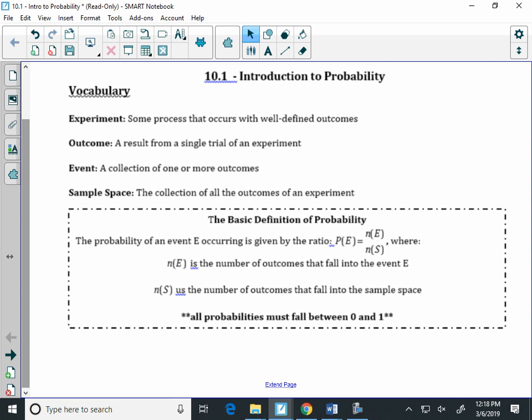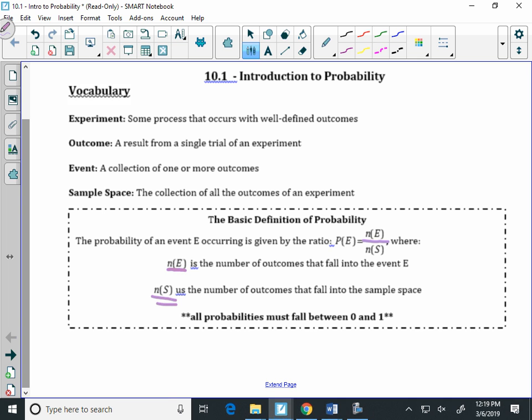So the basic definition of probability, and my fraction bar didn't want to convert here, is this ratio: when you have an event occurring, finding the probability of that event is N of E over N of S, where N of E is just the number of outcomes that fall into an event. So if we try to find the probability of the coin landing on heads, okay? However many outcomes there are of landing on heads goes in the top. The sample space, the total number of outcomes, goes on the bottom. The number of outcomes that fit into the event you're finding the probability of goes in the top.